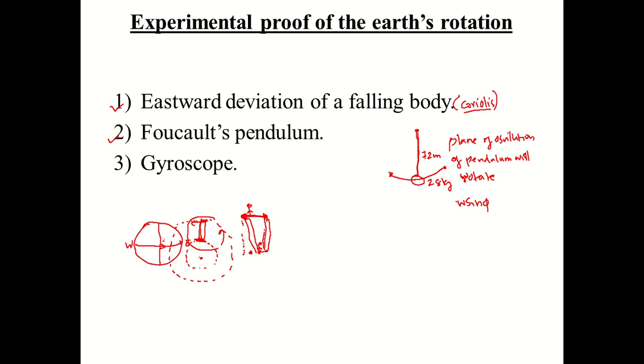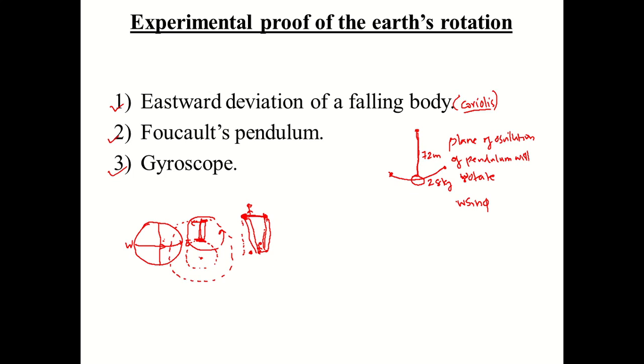And the third one is the gyroscope, which is actually an experimental setup. It is used not only to demonstrate the Earth's rotation, but also to calculate the angular velocity of the Earth's rotation, and it is a spinning wheel or a disc in which the axis of rotation is free to assume any orientation by itself.